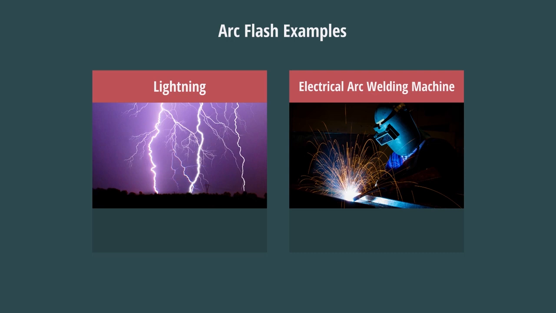The difference between these two examples is that lightning discharges itself in a very short period of time, whereas an arc welding machine sustains the arc indefinitely. Either way, you don't want to get near either of them.